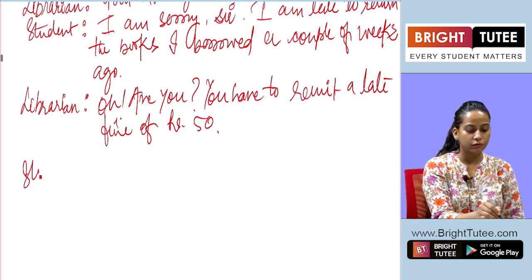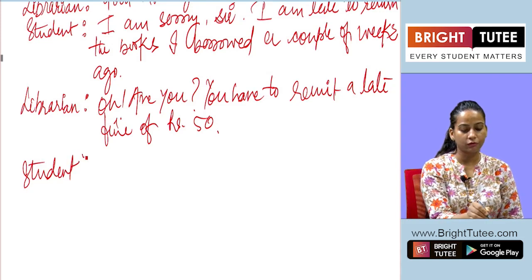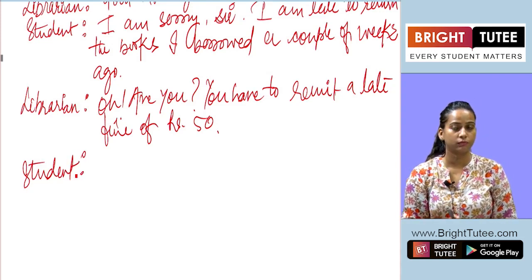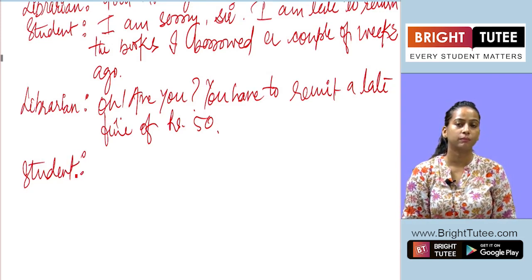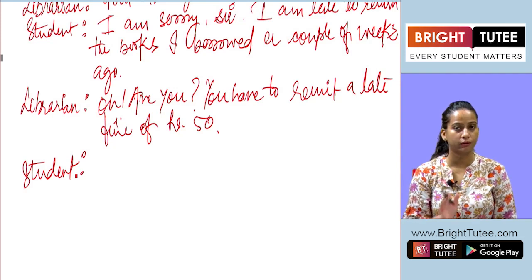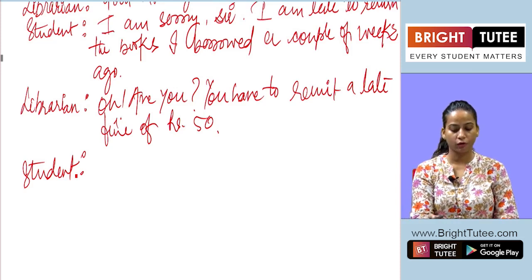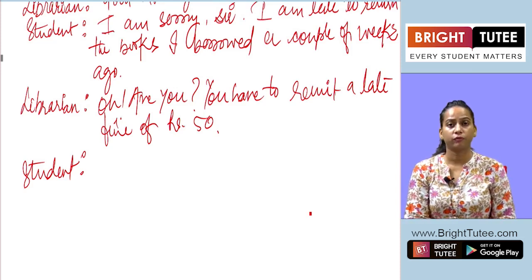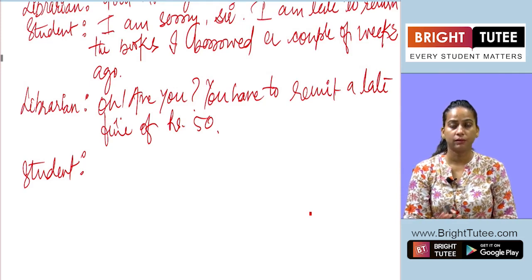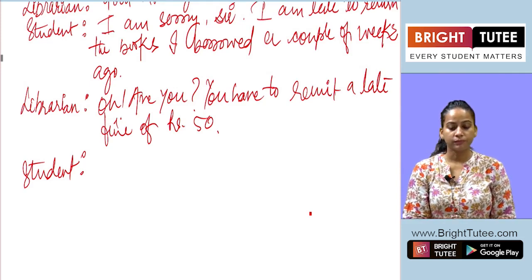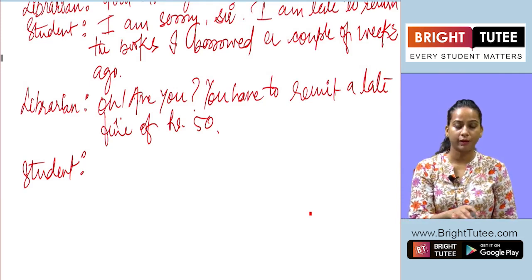Then the student, because it was given in the situation, would like to mention that this is the first time he was at fault or he was not able to return the books on time. So, he will talk to the librarian regarding the same and will request for removing his fine. Clear? So, you have to remit a late fine of rupees 50.